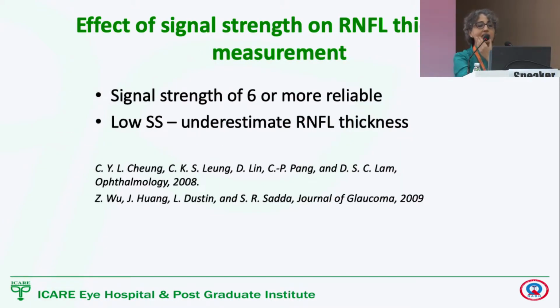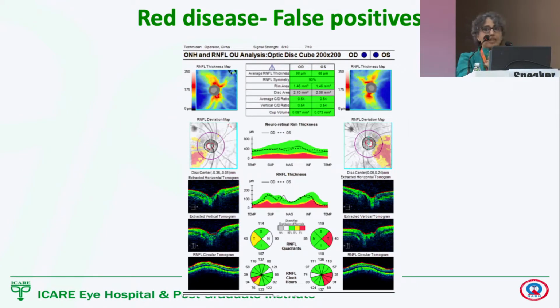So, the effect of signal strength on RNFL thickness: we understand that when you have low signal strength, you're going to underestimate the RNFL thickness and hence have a chance of flagging a false positive. So it's ideal to get a signal strength of at least 6 or more. Everything that you see red is not always glaucoma. I think I've been emphasizing that.